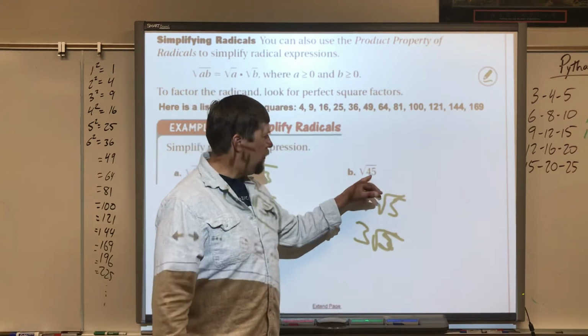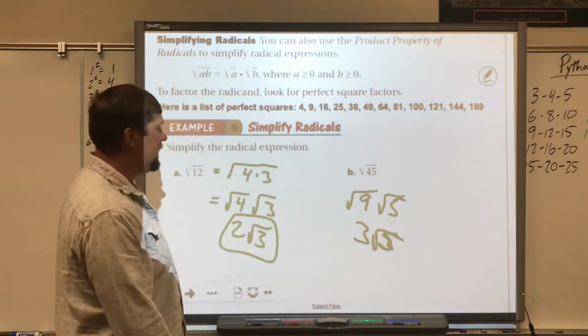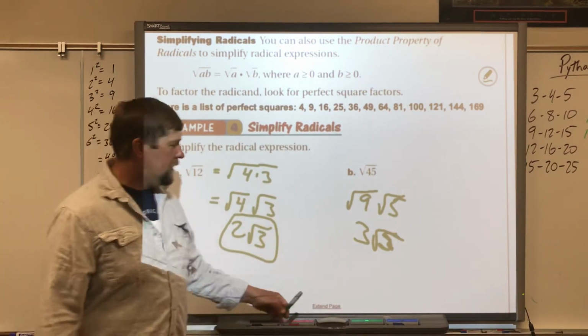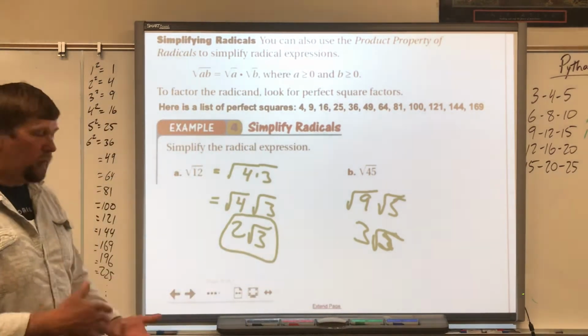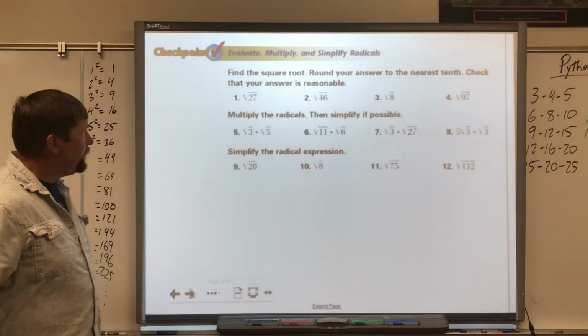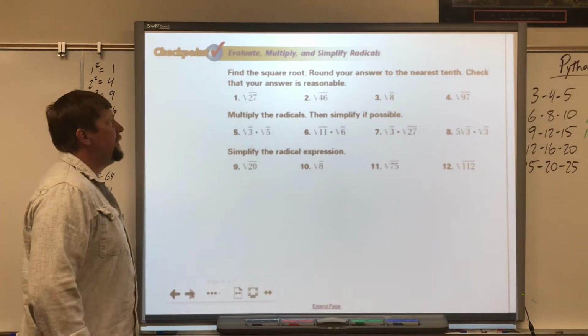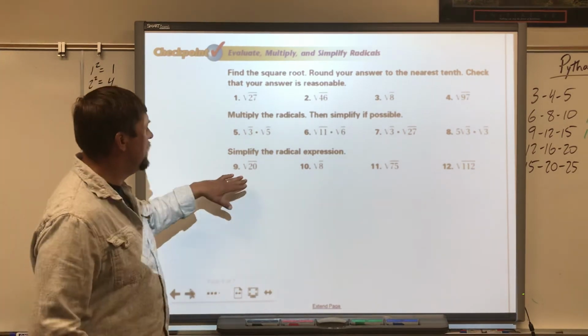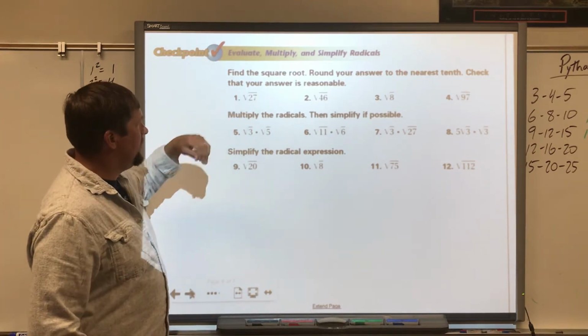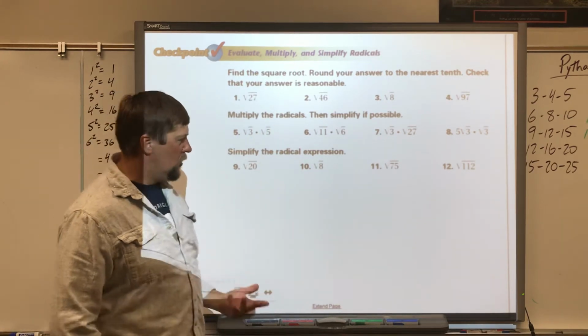Okay, so 45 has two factors. One of them is a perfect square. Now, if you do not have factors that are perfect squares, you should always look for one in case. Now, here's a bunch of example problems. I would like to run through all of these with you, so I will just start and go through them so you can watch.